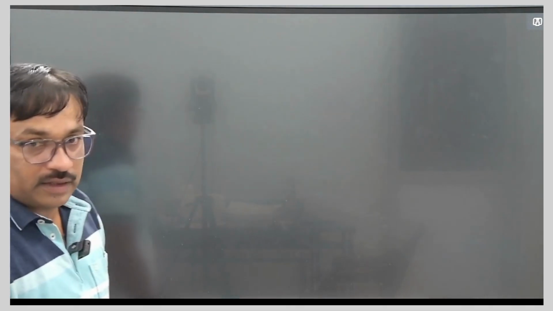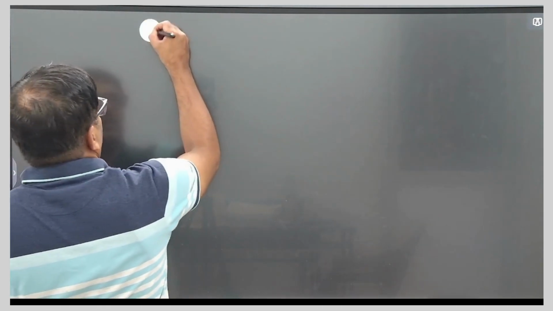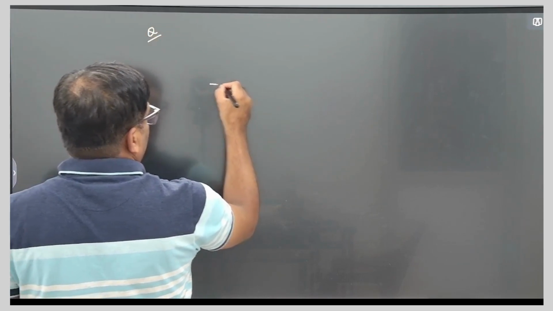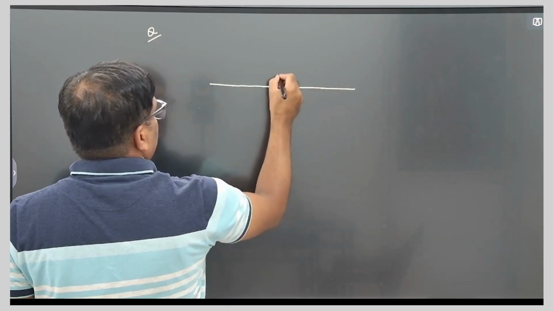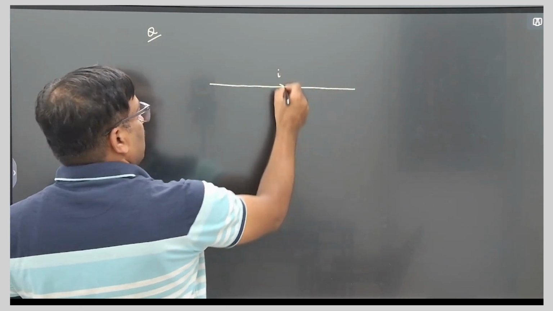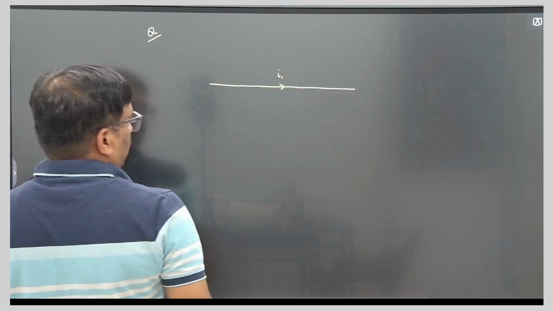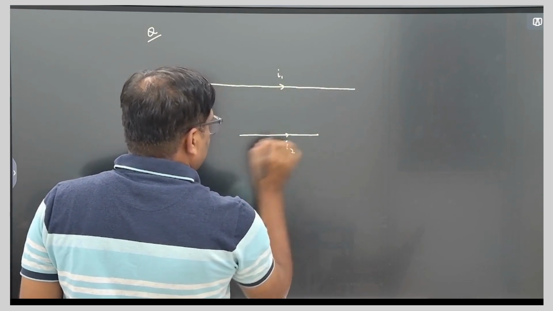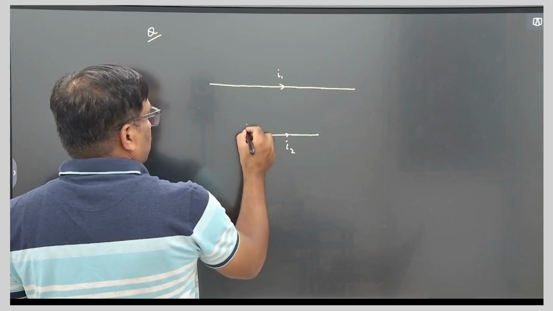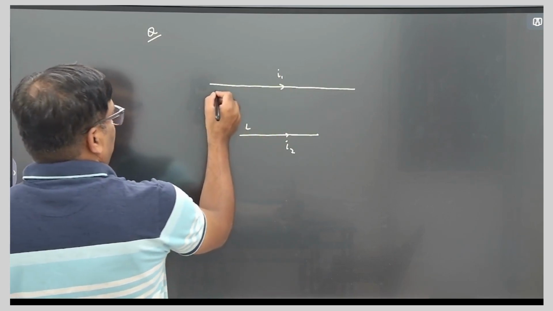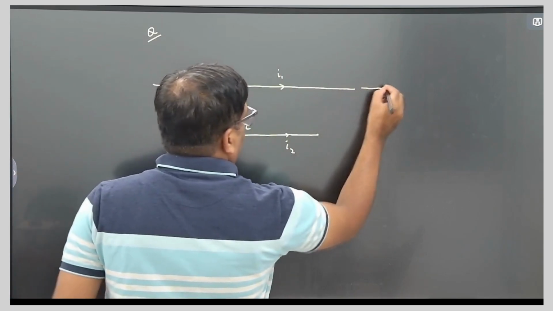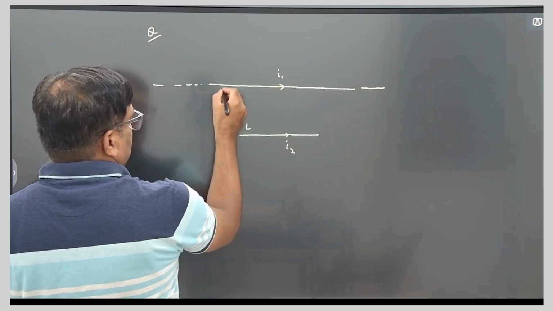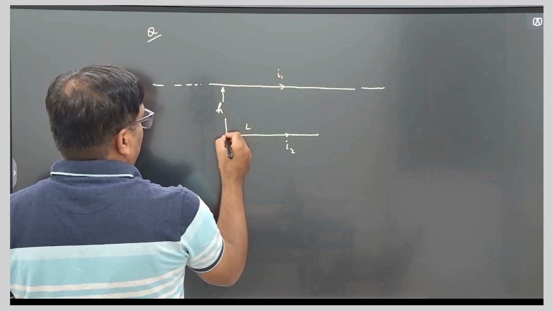Suppose there is a current carrying conductor, I1. Then one small current carrying length is there, this is I2, having length L. These two are separated by a distance, suppose h. This one is infinitely long and this is one small part of it.